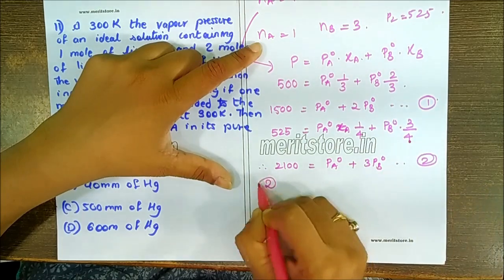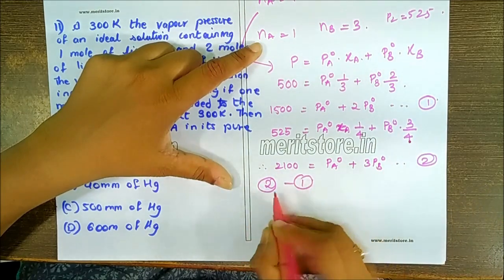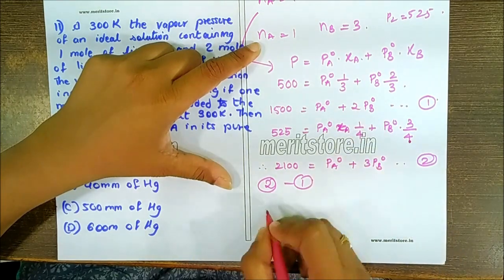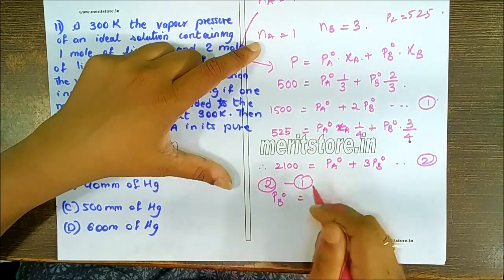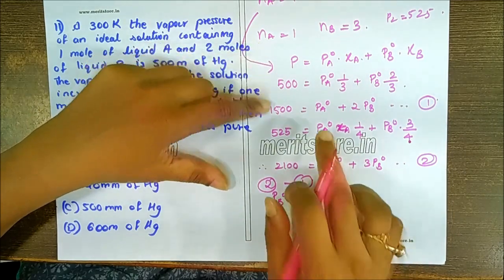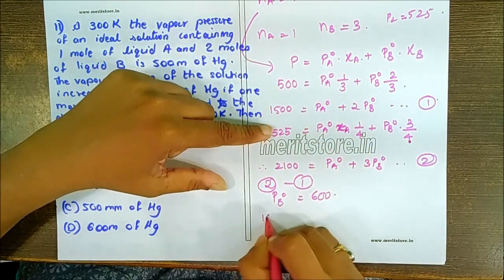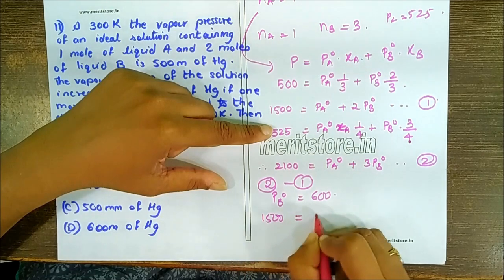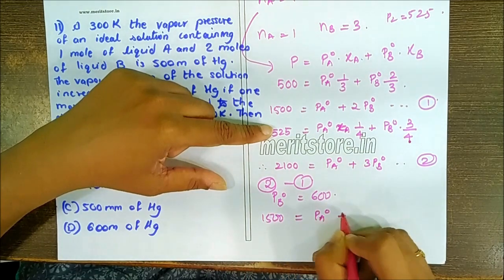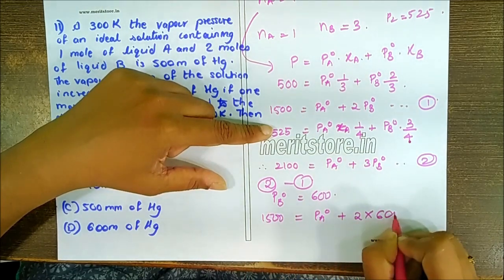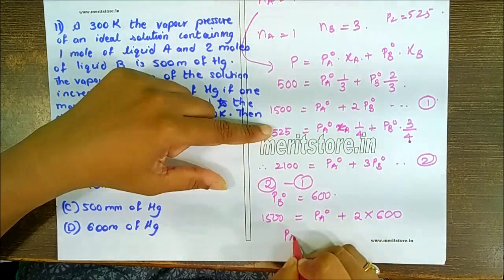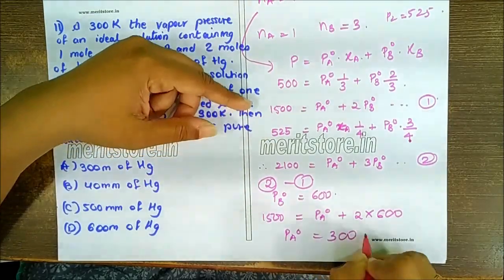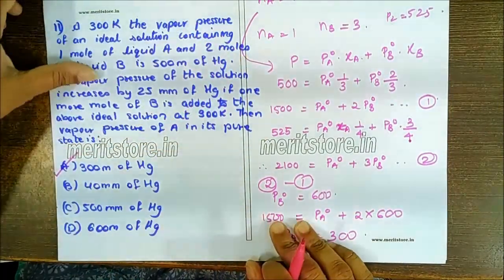Let us subtract equation 1 from 2. So this is 3 minus 2, so PB0, PA cancels, and this is 600. If you substitute here, 1500 is equal to PA0, which we have to calculate, plus 2 into 600, which is 1200. So 1500 minus 1200, PA0 is equal to 300. So the answer is option A.